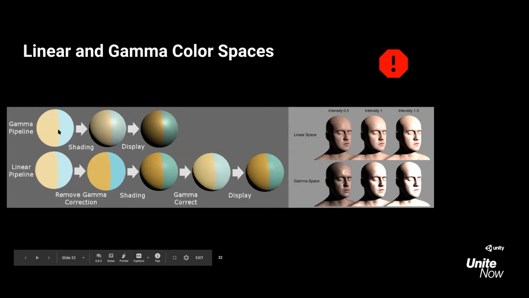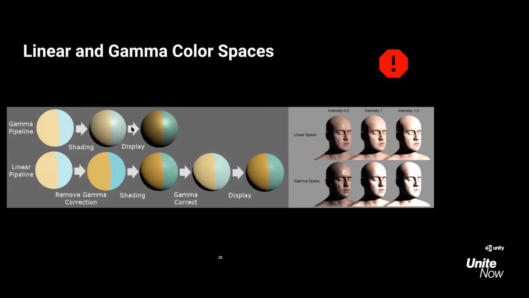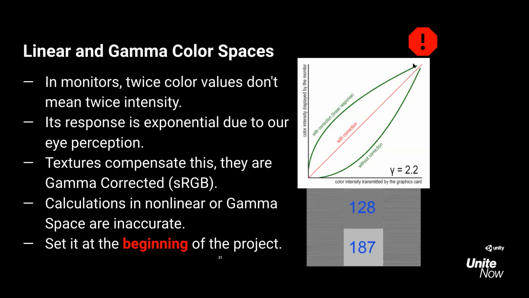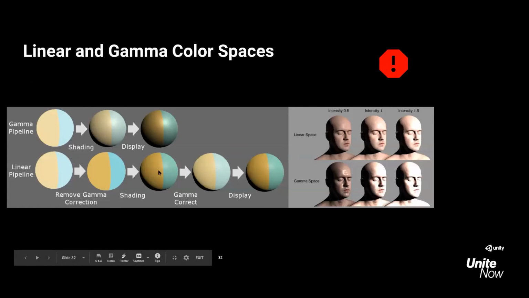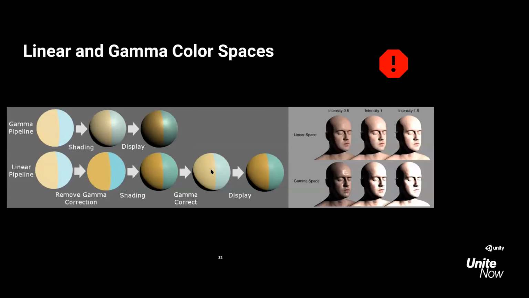In this case, you can see how the original texture is shaded, applying the lighting calculations in the gamma corrected space, and then displayed in this way. While linear takes the original texture and removes the gamma correction. Remember that gamma correction has increased the values to compensate for our eyes' perception. Do the calculations in linear, then correct them again, so our display just works with our eye perception.